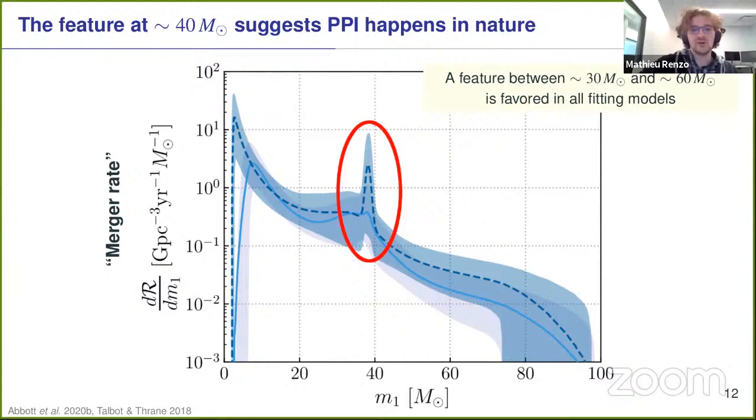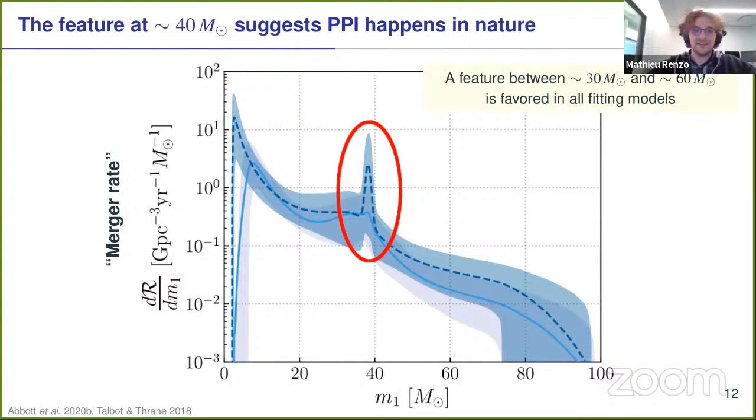And of course, here I'm showing you just one of the many fits that the LIGO-Virgo scientific collaboration has used on their data. But regardless of what model you use, if the model allows for a feature, then it will prefer a feature between 30 and 60 solar masses. And so, as I said before, these old theories come from the 60s, and only today we're getting the first uncontroversial evidence for it happening in nature.